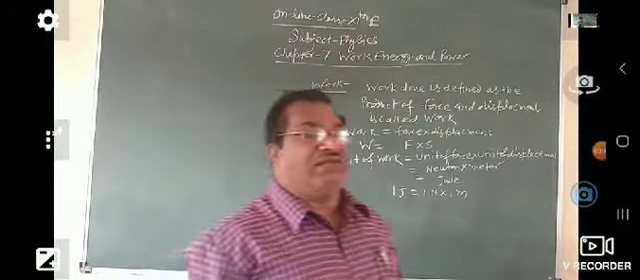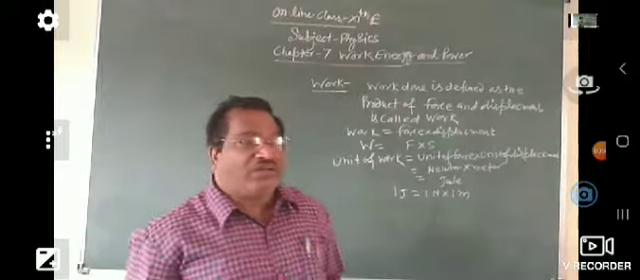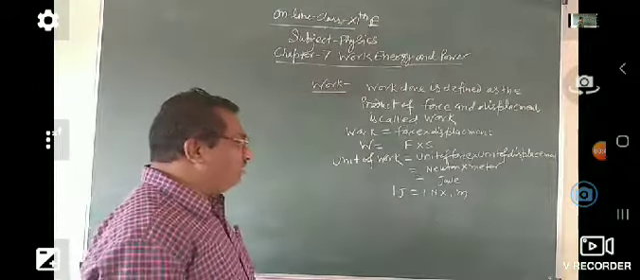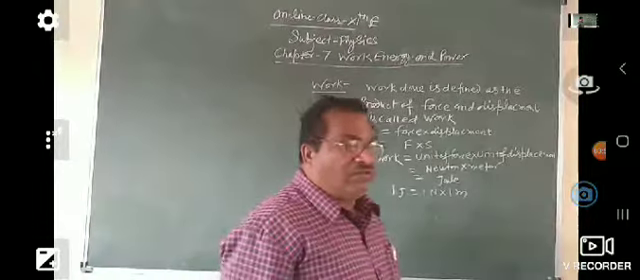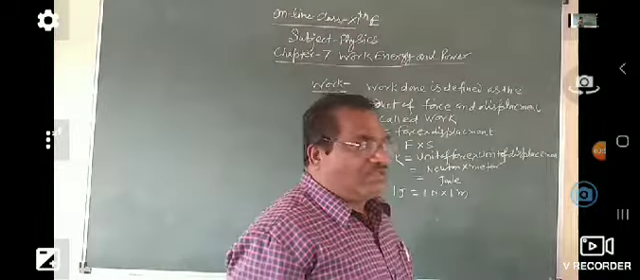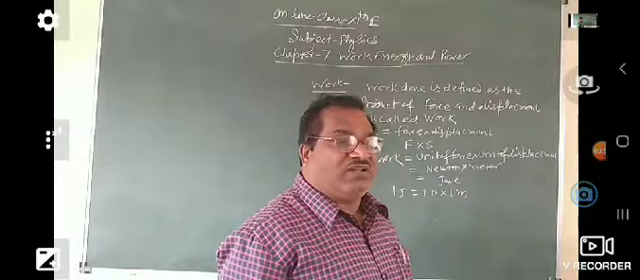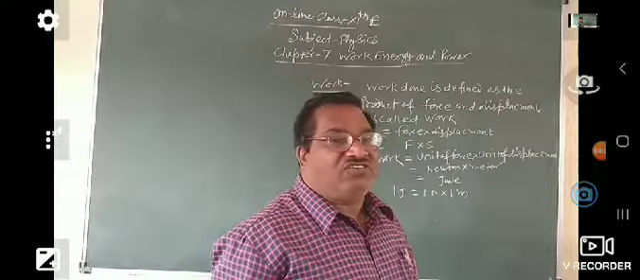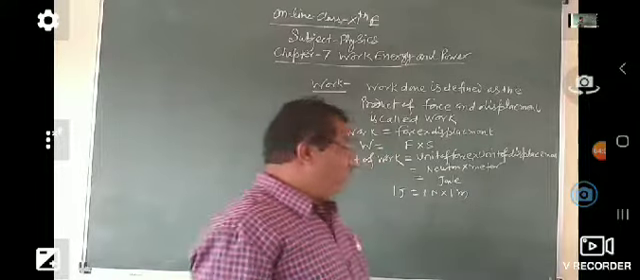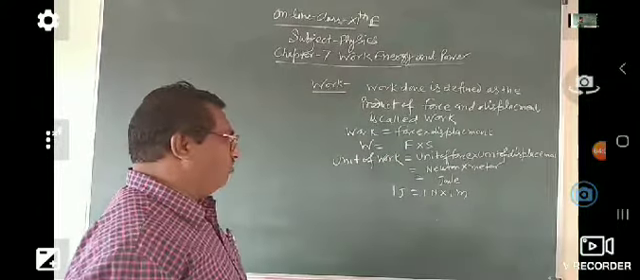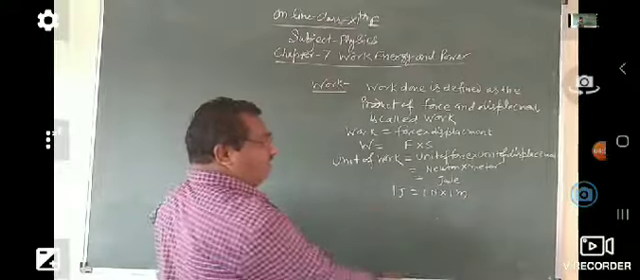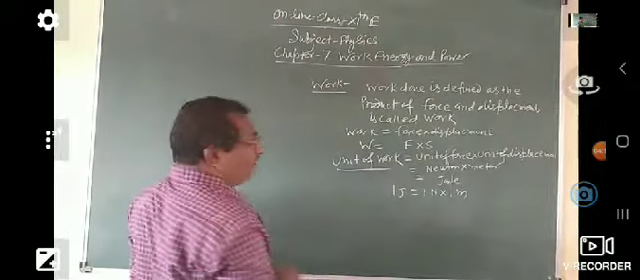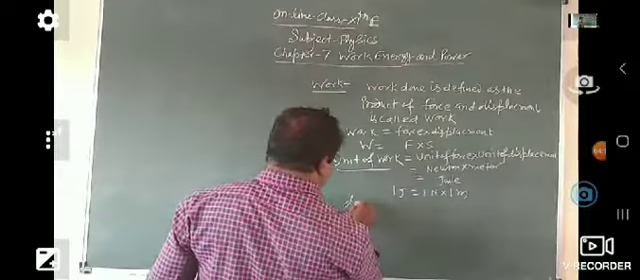So how can we define 1 joule of work done? If the applied force on any body is 1 newton, and the displacement of the body is 1 meter, then the work done is called 1 joule. Clear? So अब आगे देखना है आपको, definition, unit of work and dimensional formula.